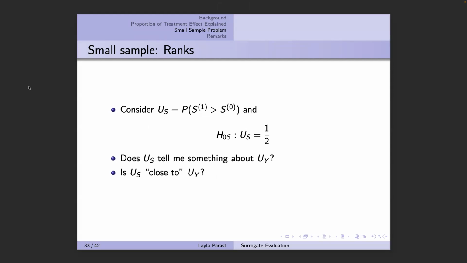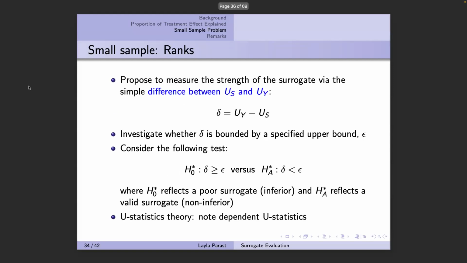And my question is, does U_S tell me something about U_Y? And basically, is U_S close to U_Y? That's what I was trying to get at in the beginning. Is my treatment effect on S telling me the same thing, in air quotes, as the treatment effect on Y? So that's what I did. I just took the difference between those two. So I defined this little delta that's U_Y minus U_S.